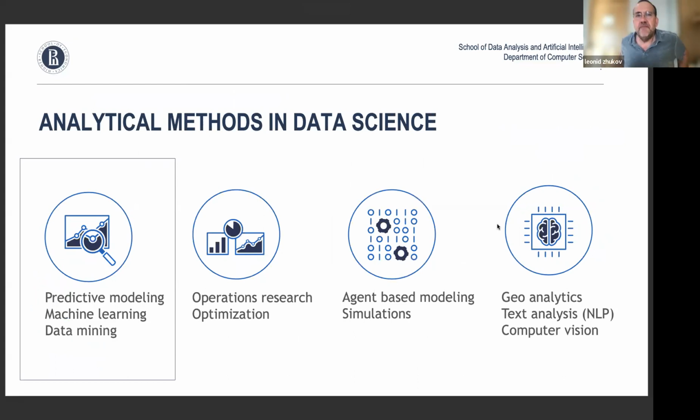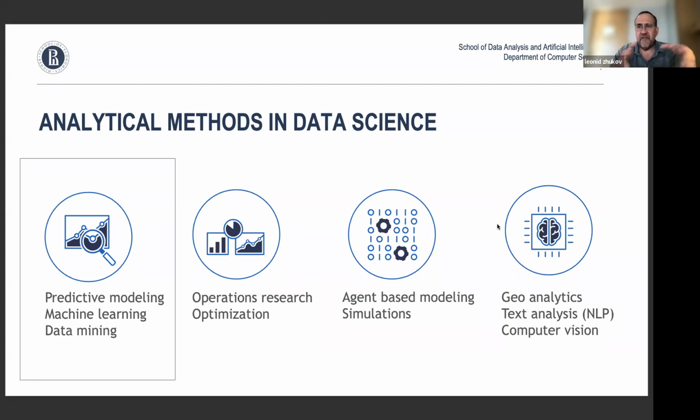It's hard to cover all the possible analytical methods that exist in data science. So first of all, it's the things that we're going to talk about in this course: predictive modeling, machine learning, data mining. So it's analysis of the data that we collect from business. And most of the time, we're going to be dealing with structured data, which means the data comes in the form of tables. It can be consumer behavior. It can be some other statistical information. And we're going to try to either predict the future, or try to understand and analyze the patterns in the data.